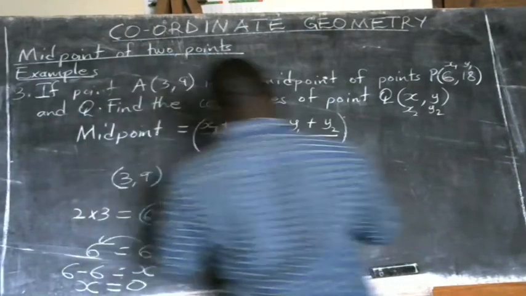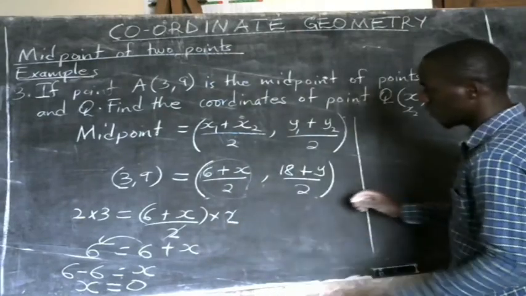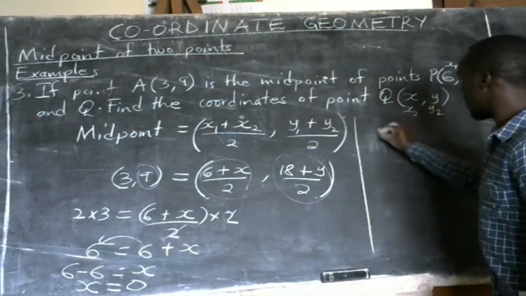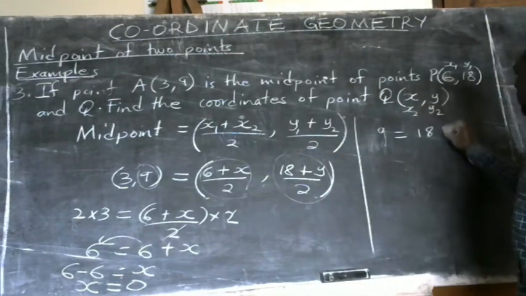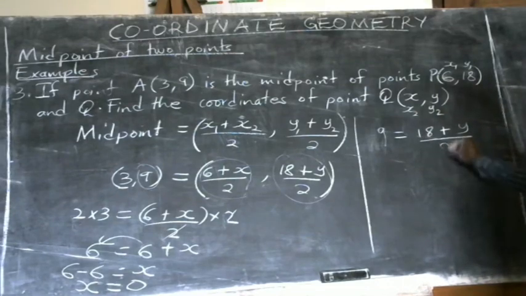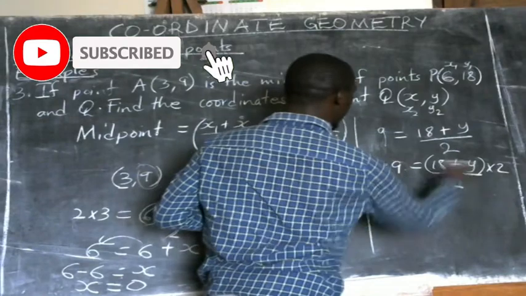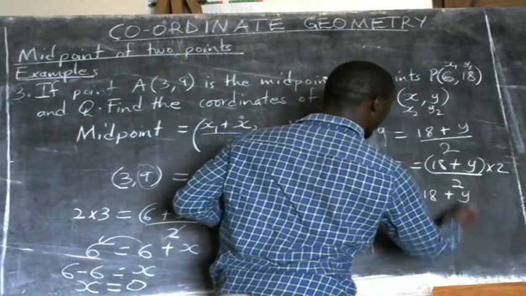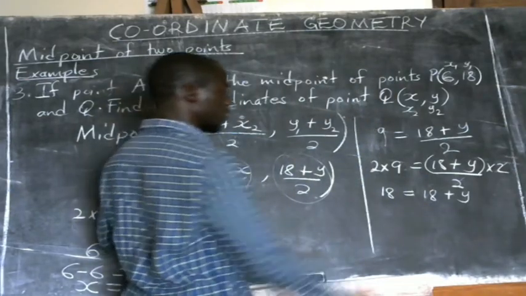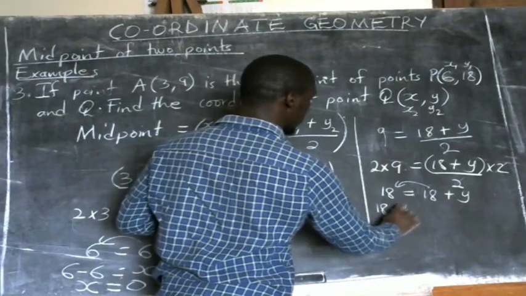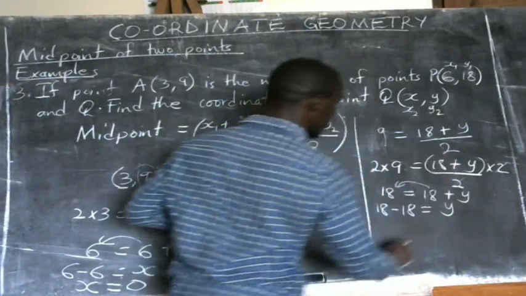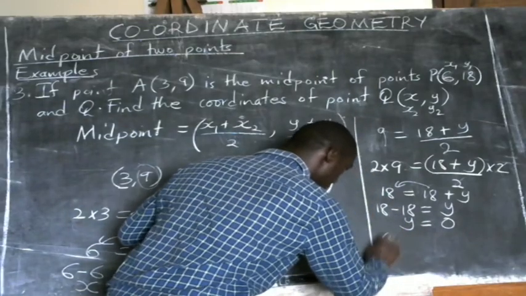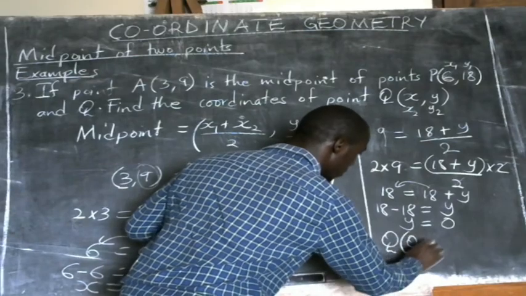Then coming back here, the 9 is equivalent to 18 plus y all over 2. Then I multiply both sides by 2, having 18 is equal to 18 plus y, because the 2 cancelled. Then 18 goes to this side: 18 minus 18 is equal to y. Then I end up getting y as 0. So the coordinates of point Q are (0, 0).